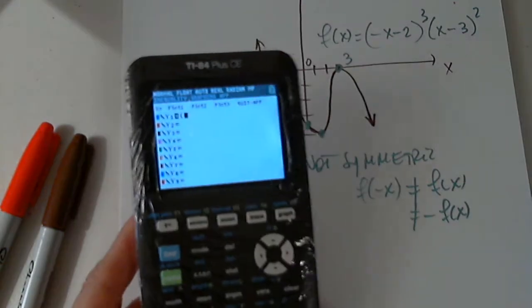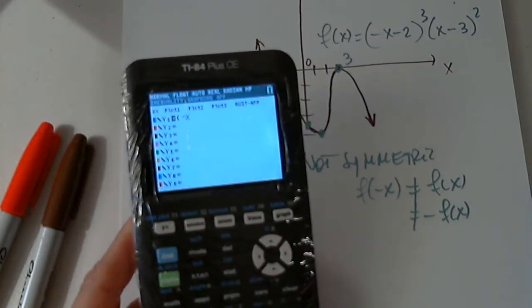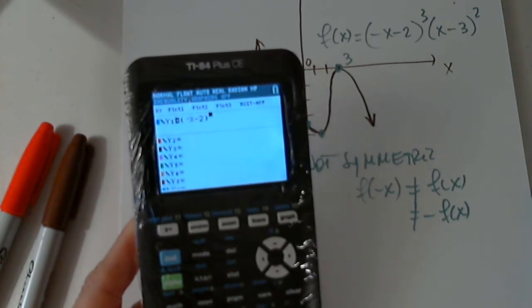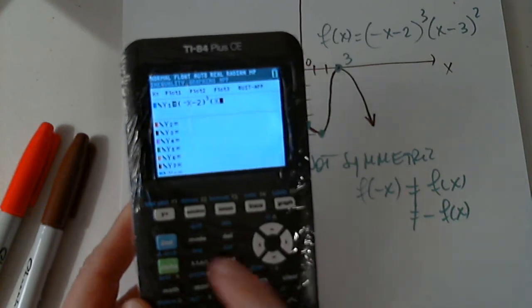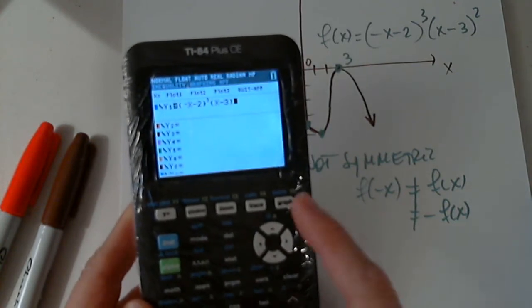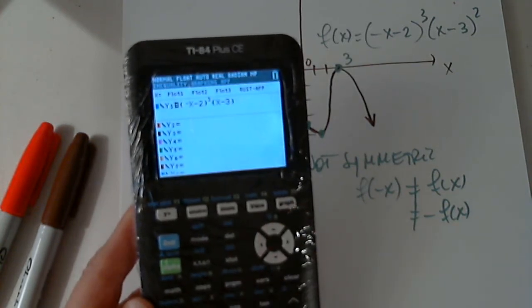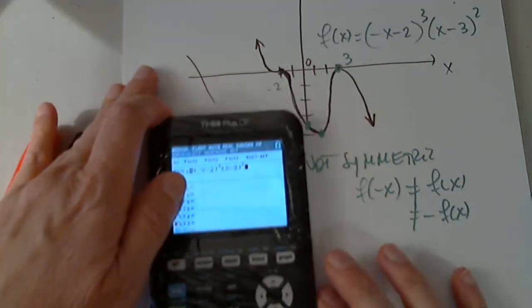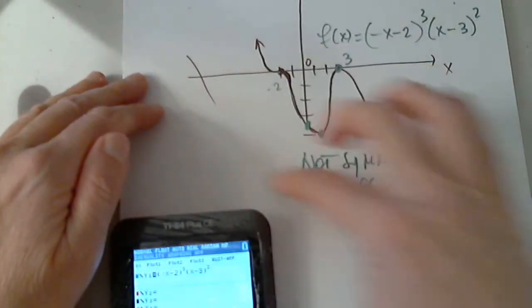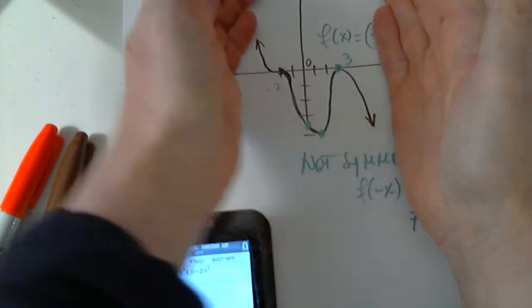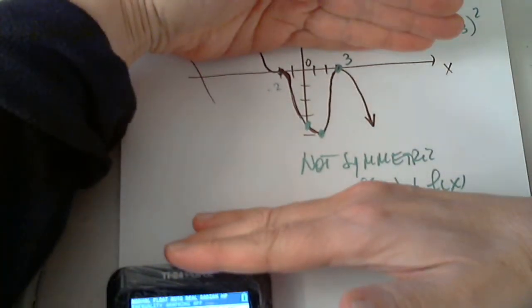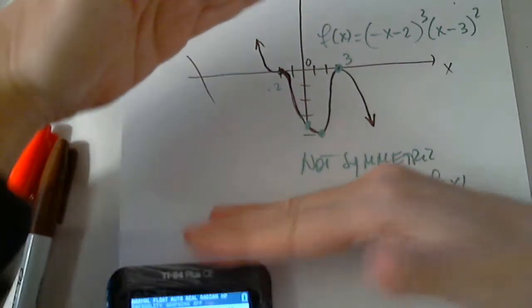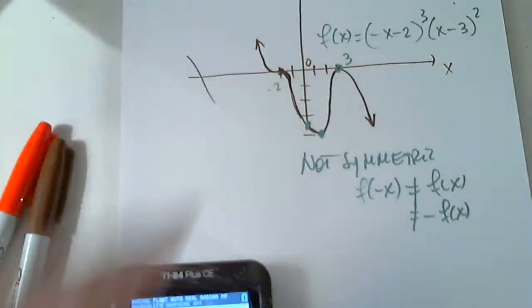Okay, parentheses, negative x minus 2, and power 3. And then come down from there, depending on your calculator, and then x minus 3. And then square. Stop, don't hit graph, because we have to adjust the viewing window. Negative 5 to 5 is good enough, but I have to go probably negative 100 or even more to 5. So negative 5, 5, negative 100 to 5.